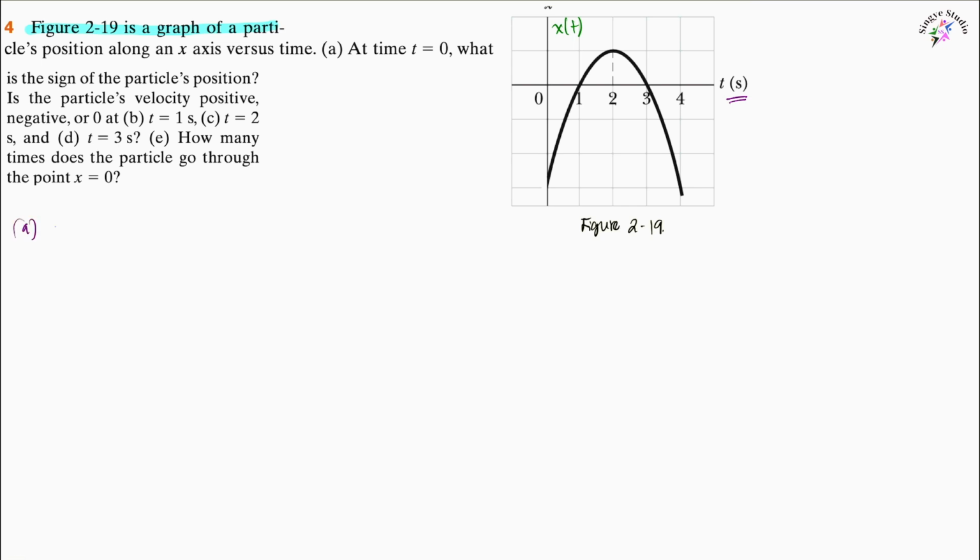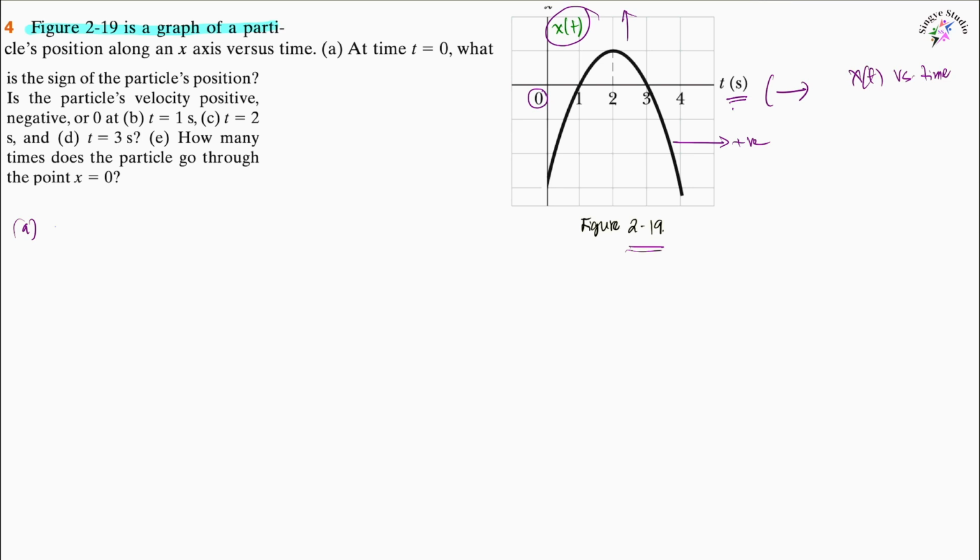As you can see, graph 2.19 is the graph of x(t) versus time, and the time is along the horizontal axis and the particle's position is along the vertical axis. And you can also see that this is the origin, and in the horizontal axis this is the positive part and this is the negative part. But as the horizontal axis has the time, in the normal world negative time does not make sense. So the graph does not expand this side.